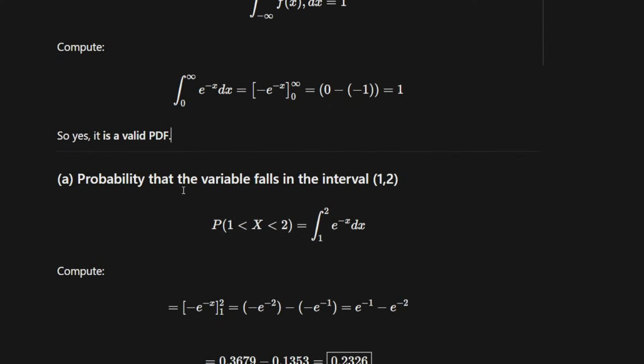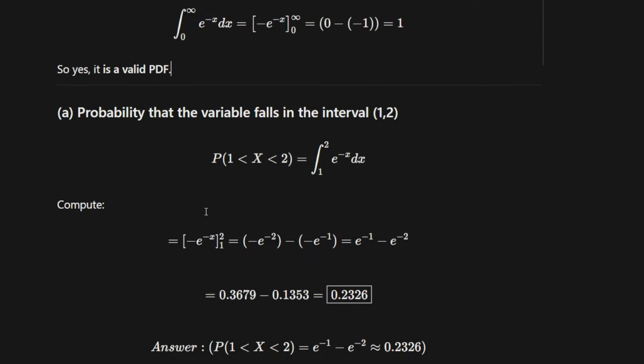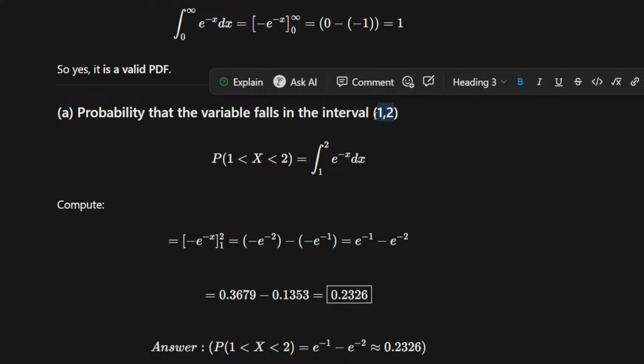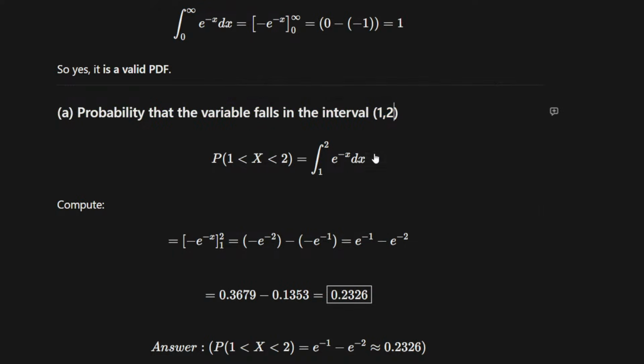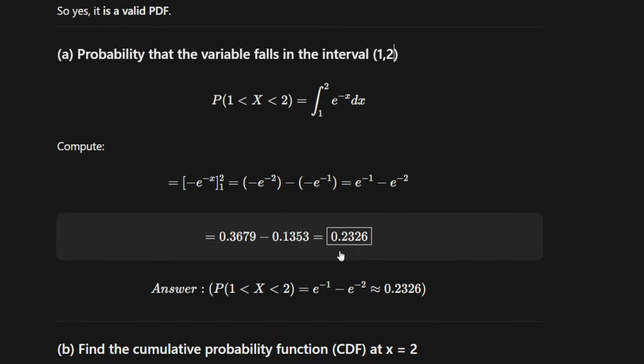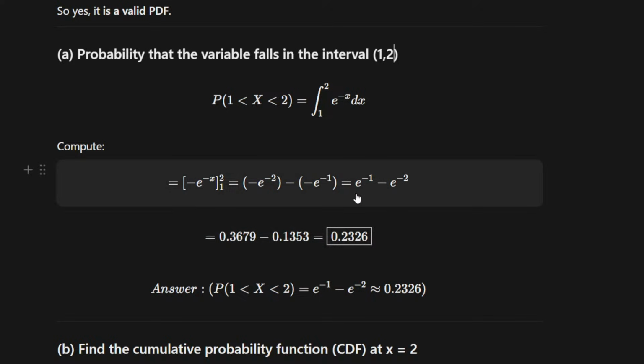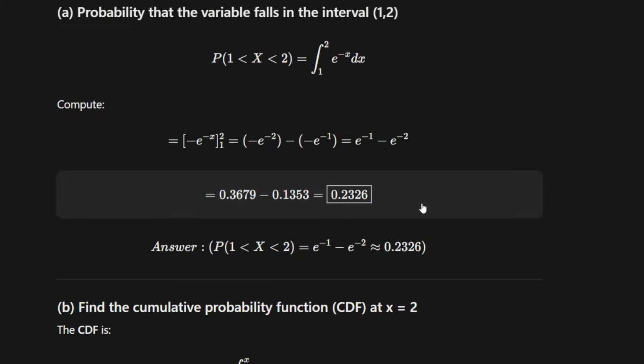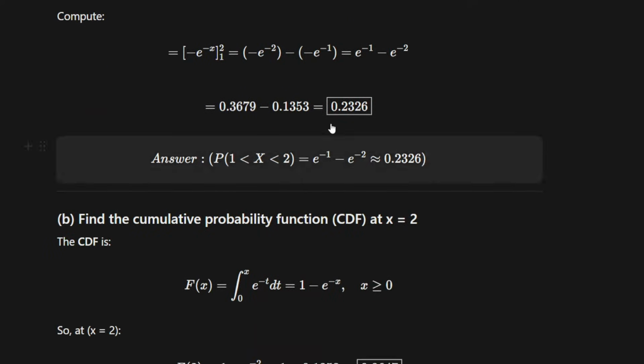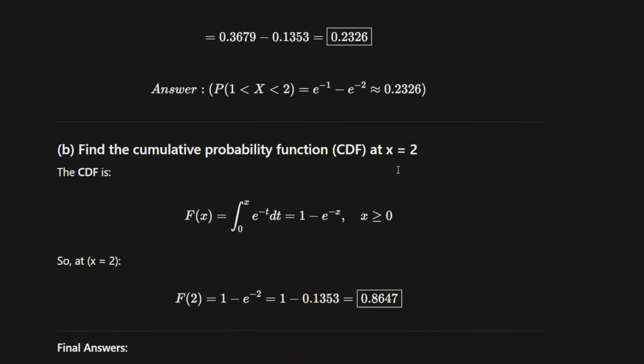Next part, we have to find the probability that the variable falls in the interval 1 to 2, with 1 and 2 not included. So we are integrating this function from 1 to 2, and that gives us the answer. This is the answer after integration. I hope you know how to solve integrals, so that's not a problem. This is directly the answer.